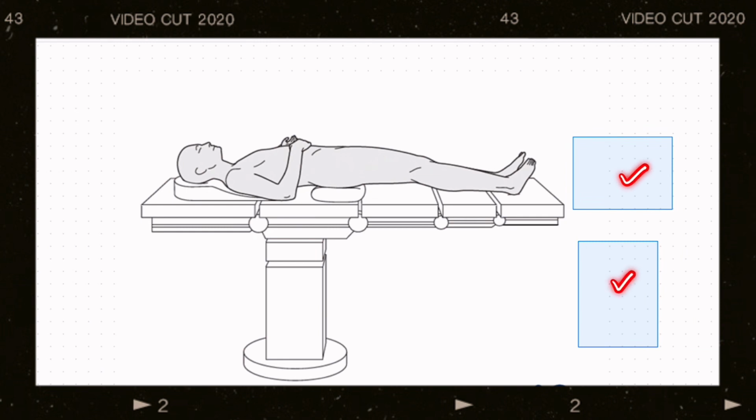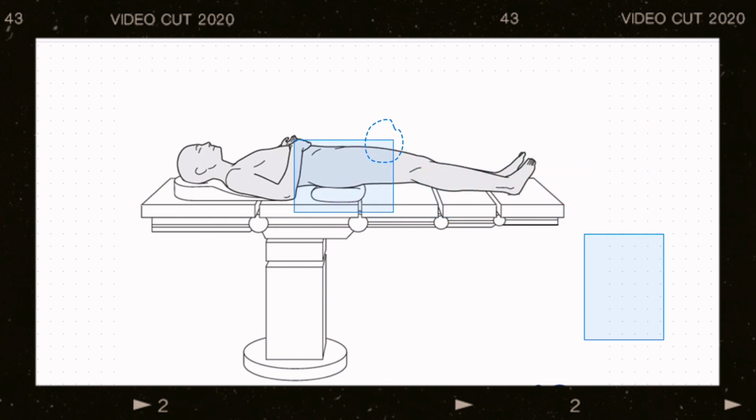So imagine these two cassettes are 35 by 43 cm cassettes. So you need to place this cassette under the table bucky like this. This is a crosswise position. If you put the cassette like this, it is wrong because this is lengthwise.